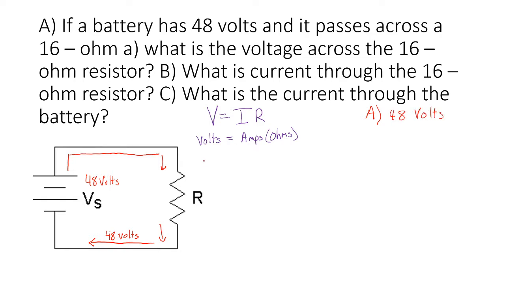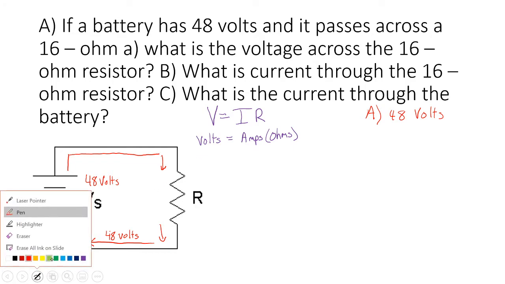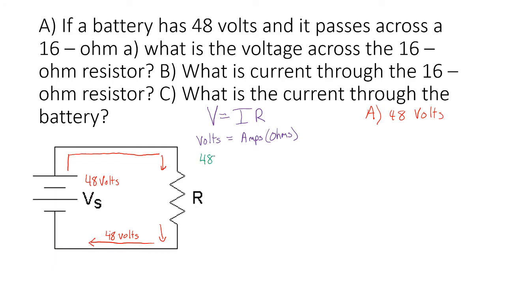And then it says, what is the current? Well, we know that we have 48 volts and we have a 16 ohm resistor. There's a symbol for ohms. And so we're going to be looking for I, which is found in the unit amps. So we'll take our 48 and divide by 16 to get that this is a 3 amp system. The current in this system is 3 amps.